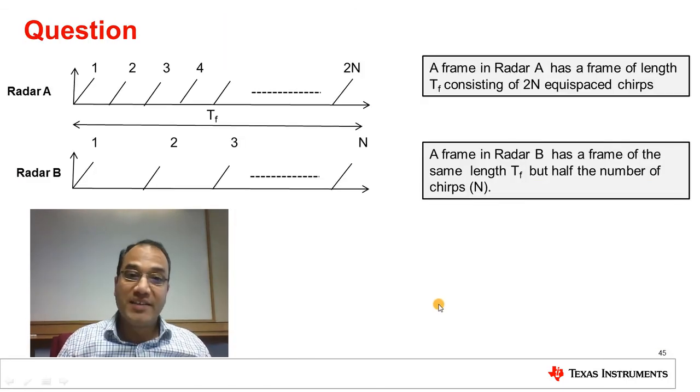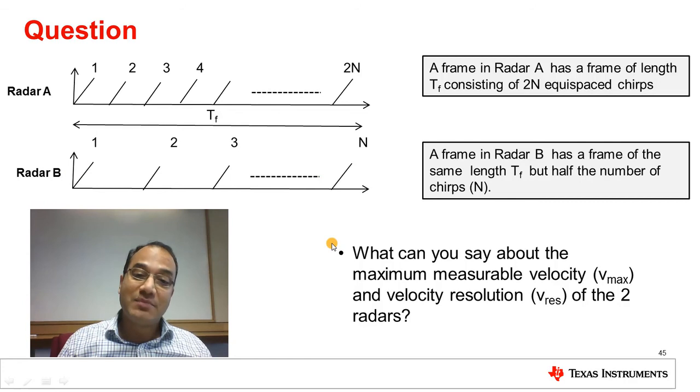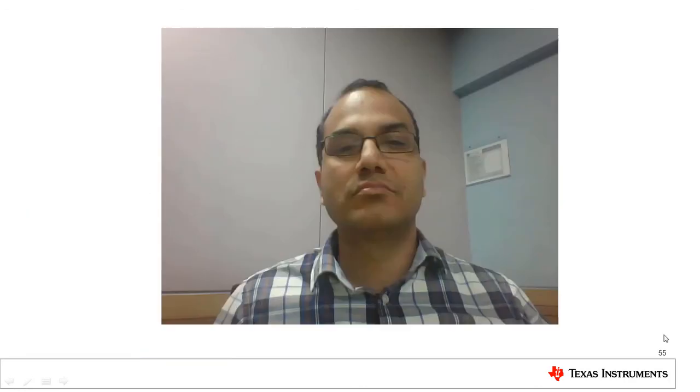Time for a question now. These two frames have the same length, frame length TF, but the frame corresponding to radar A has twice the number of chirps compared to the frame corresponding to radar B. The question is, what can you say about the maximum measurable velocity and the velocity resolution of these two frames?